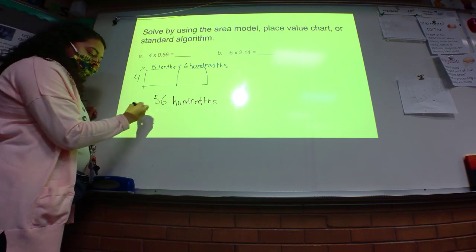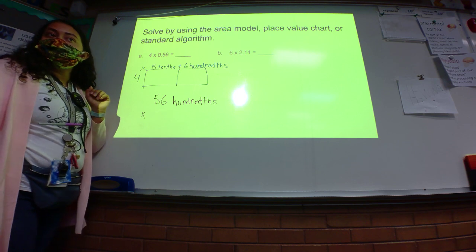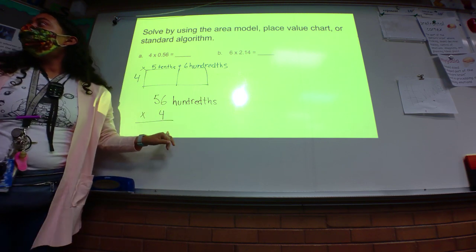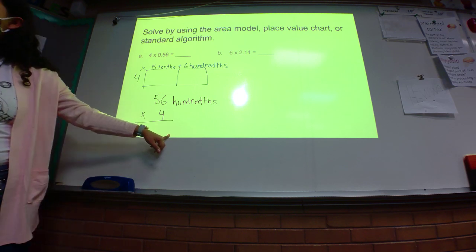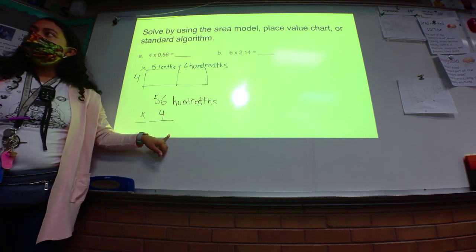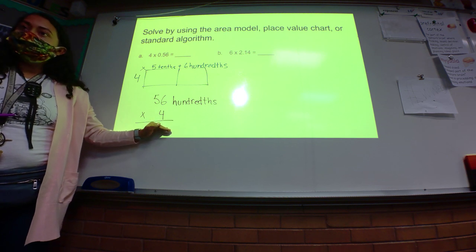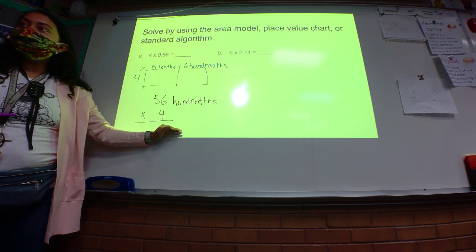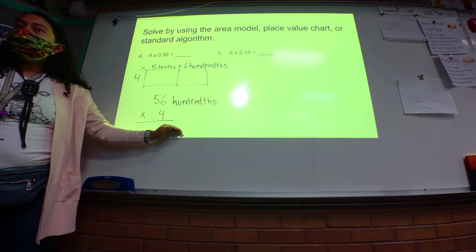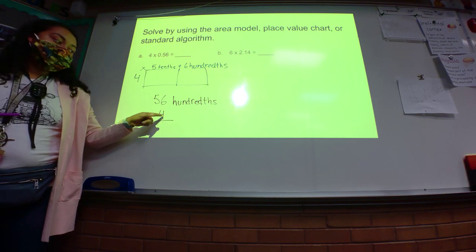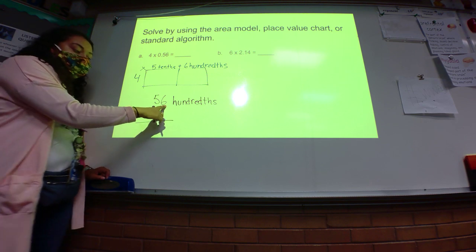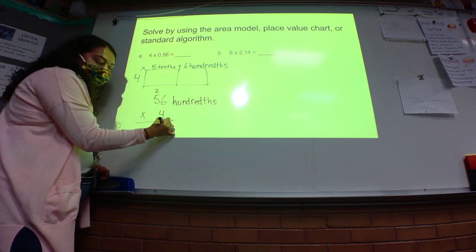Okay, and how many copies of 56 hundredths do we need? 4 copies of it. Okay, so let's do this one. The area model might be a little bit more confusing. I think all of you are pretty much better at this and a lot quicker. Okay, ready? So then you can just start multiplying. 4 times 6, 24. So carry the 2, 4 right here.